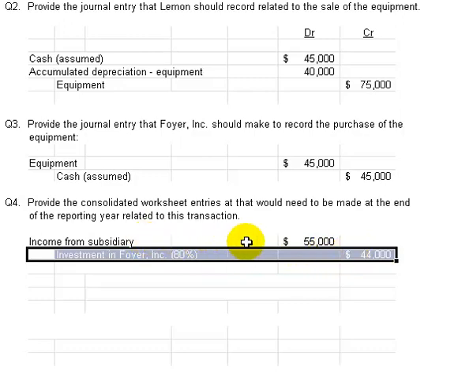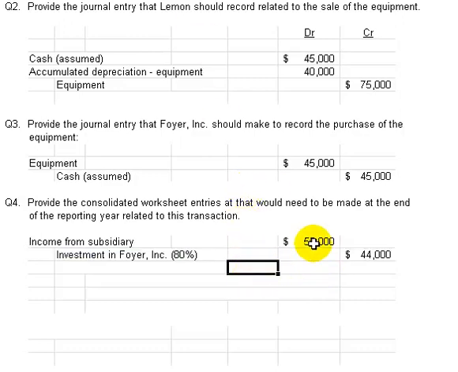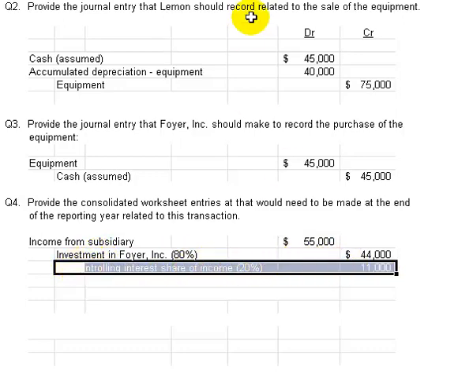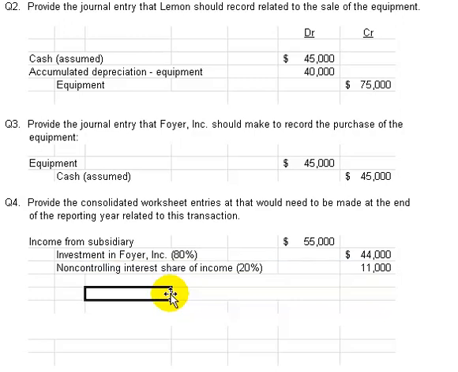All right, so what else do we know? Well, we know that the income from the subsidiary has to be debited, right? We're going to consolidate the income, so the income from subsidiary recorded using the equity method on the parent's books has to be eliminated. We debit $55,000 to eliminate that income that they've been reporting, and we credit investment in Foyer for 80% of the value. Why 80%? Because Lemon only owns 80% of Foyer. That means that there is a non-controlling interest share of income that needs to be recognized for the other 20%.